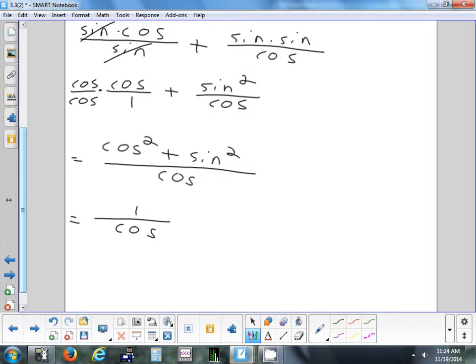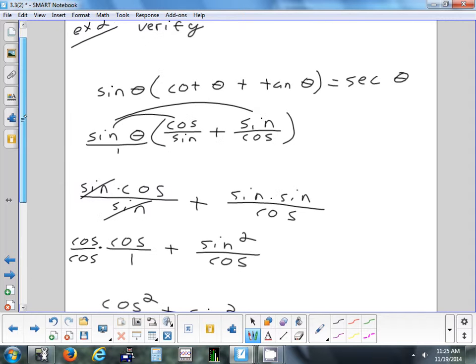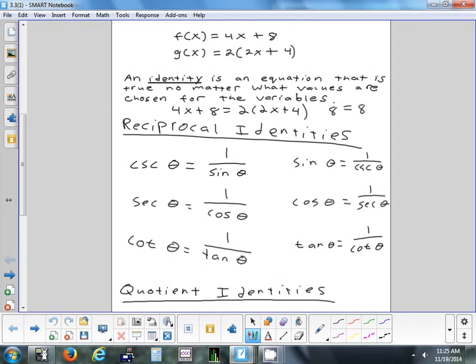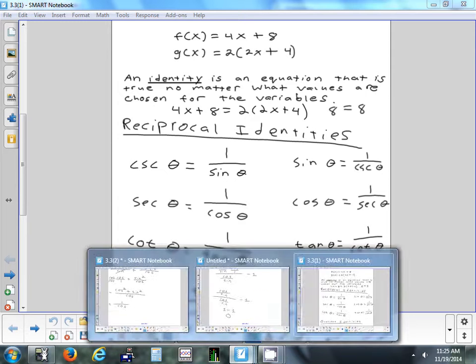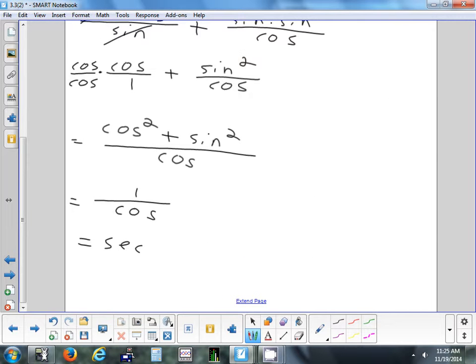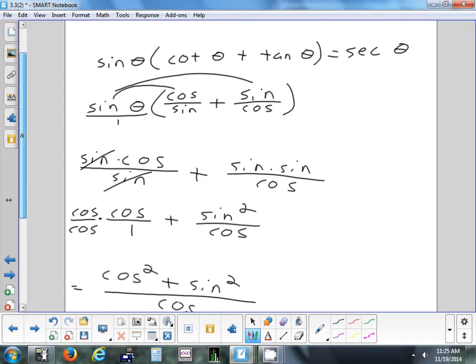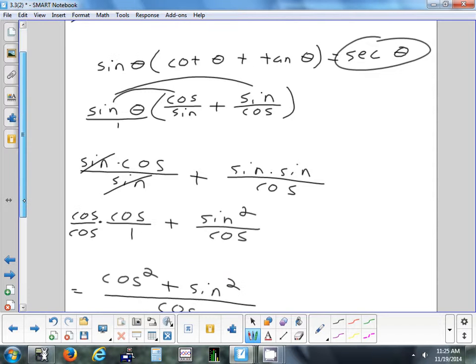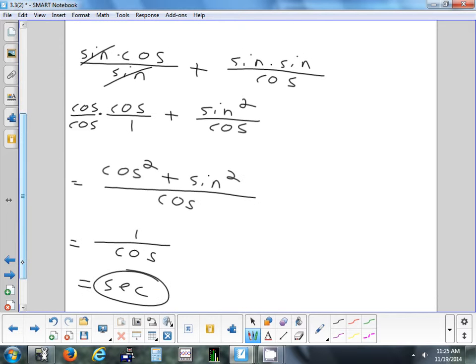And lastly, now we have 1 over cosine. What do you get when you take cosine and flip it? When you flip cosine, you'll get exactly what they have on the right-hand side. If you're not sure, just go look it up. Flip cosine and you get secant. So now we made the left match the right. And we're done.